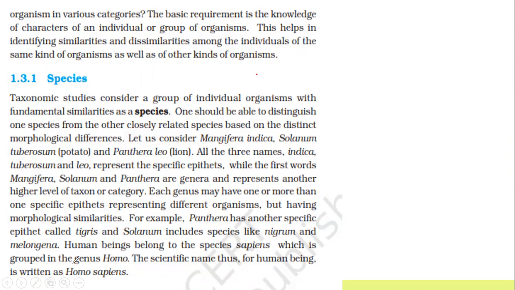Okay, species, the lowest category. The fundamental unit of classification is the species. Mangifera indica, here the indica represents the specific epithet. Solanum tuberosum, specific epithet. Panthera leo, specific epithet. All these represent the specific epithet, while the first word represents genus and represents a higher level of category or taxon. Okay, that's all.